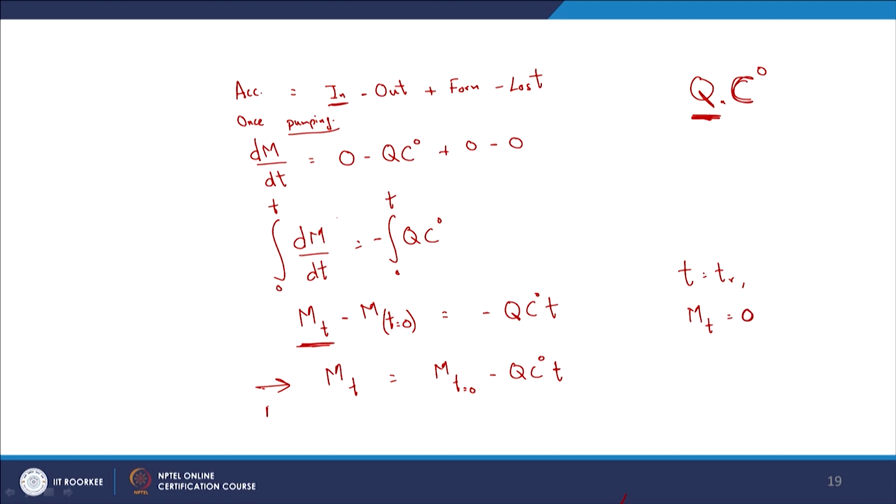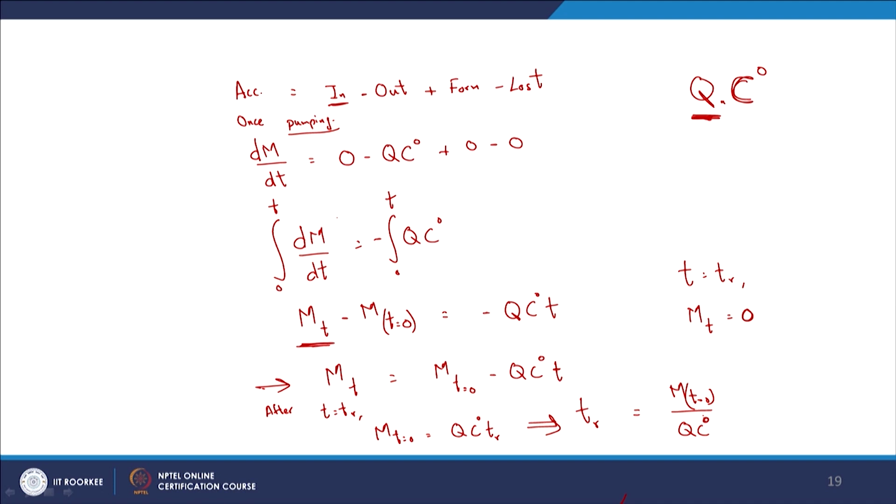So after the time of remediation has been reached, I am going to have M naught equal to Q C naught times the time of remediation. From here I can calculate the time required for remediation. That is equal to the mass that is initially present divided by the mass that I pump out per unit time.